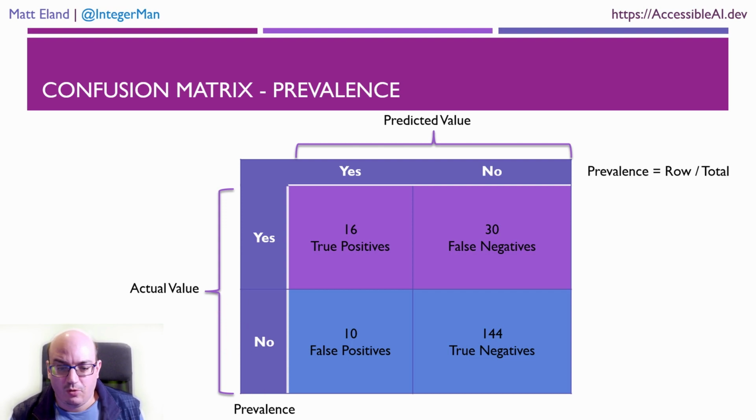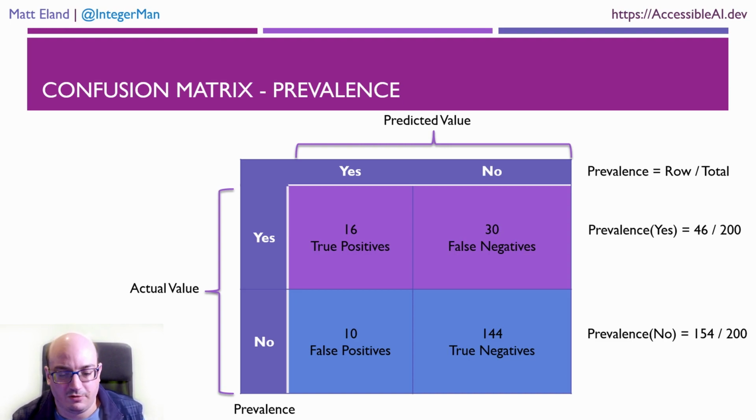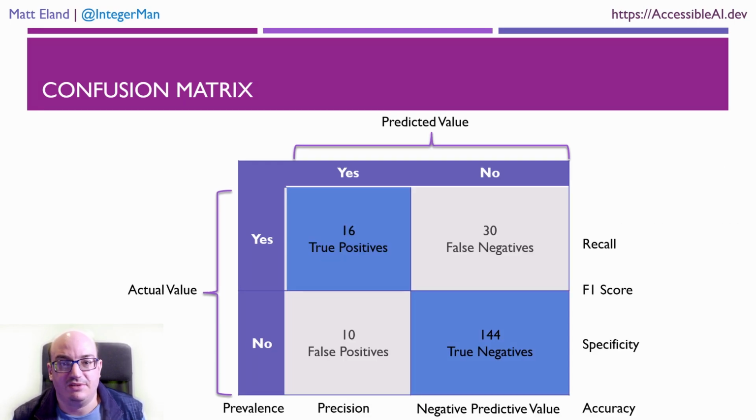And so we basically calculate the prevalence as the count in the row divided by the total overall for the confusion matrix. So each row is going to have its own prevalence. So the prevalence of yes is going to be 46 divided by 200, and prevalence of no is going to be 154 divided by 200. Note they're both divided by the total amount. And we calculate this out, and we see that the prevalence of yes, in this case, is 23%, and the prevalence of no is 77%.